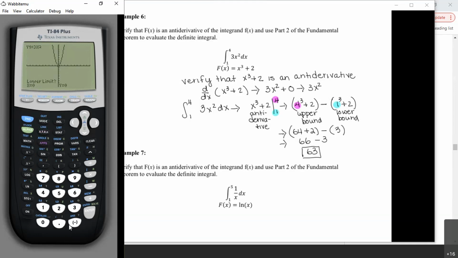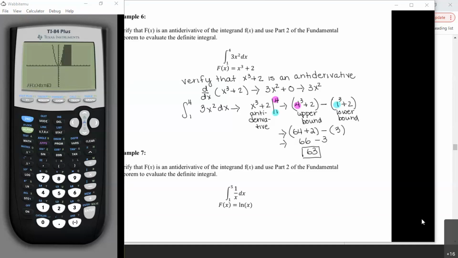Well, in this example, it was 1, so I'm going to type in a 1. Then it's going to ask me for the upper limit of my integration. I'm going to type in 4. And it will shade the area that it's trying to calculate. See 63 down here? So the TI-84 does definite integrals and will net out any negative area.